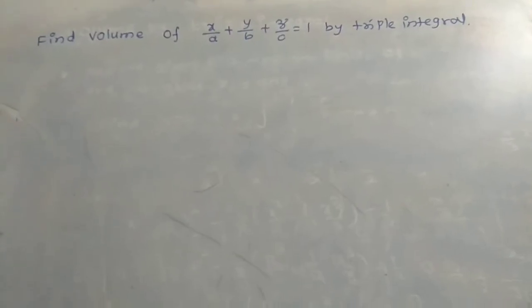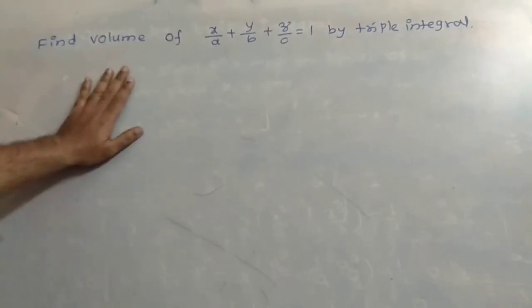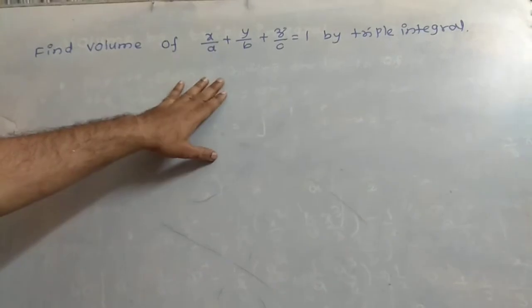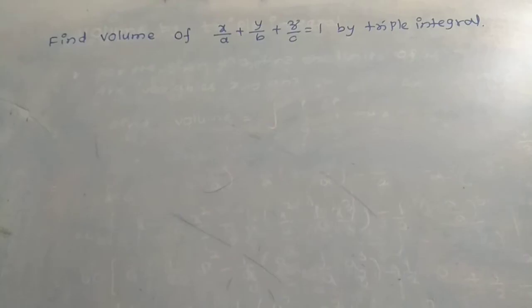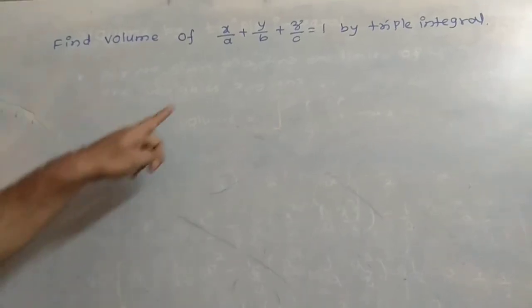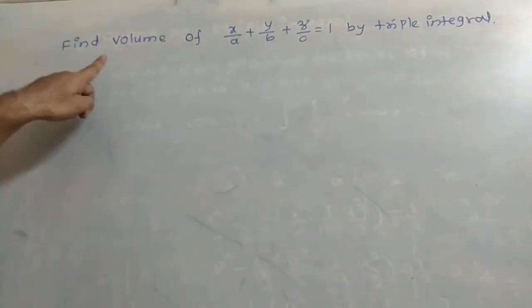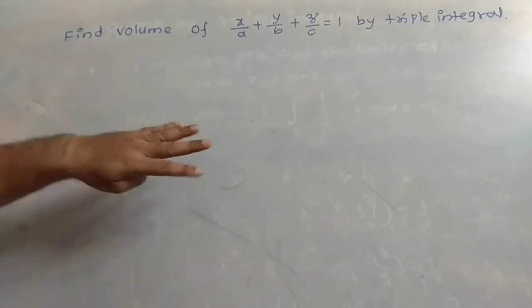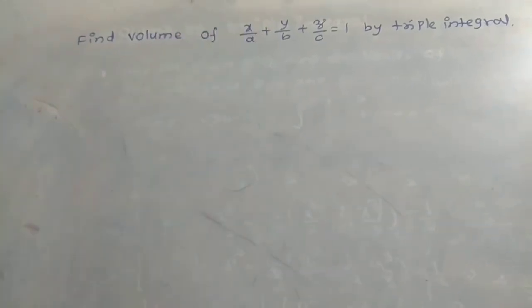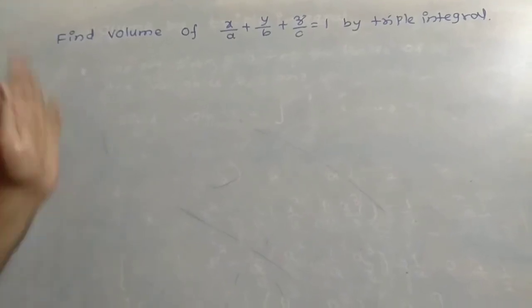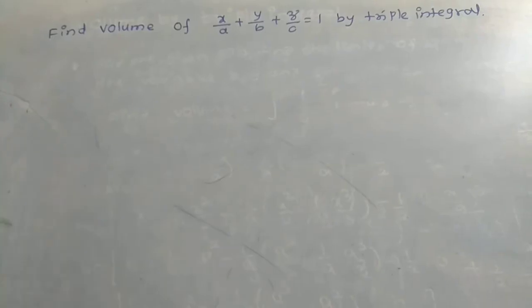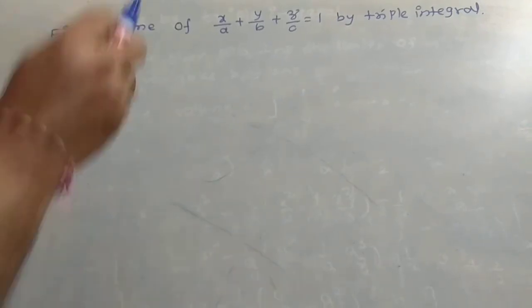Now let us have a problem. Find the volume of x by a plus y by b plus z by c equal to 1 by the triple integral. In the problem itself they mention that you apply the triple integral to calculate the volume. If they do not mention it, you can use your double integral also. In both cases you can get an answer, so depending on your problem statement you use the formula. Now at present I am using the triple integral.